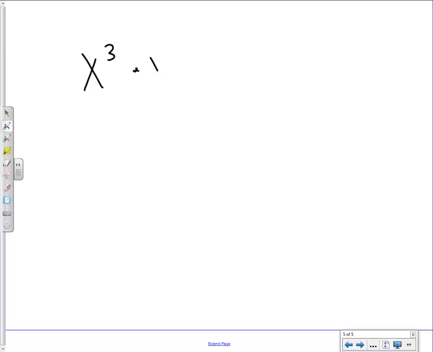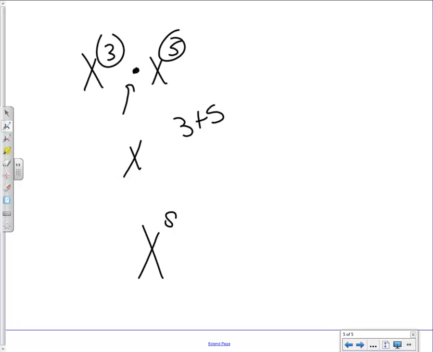x to the 3rd times x to the 5th. The bases match, they are both x, right? So x is a part of my answer. It's multiplication, so that means I'm going to add my exponents. So I have 3 plus 5. 3 plus 5 is 8, so x to the 8th is my final answer. There were no numbers in front, which means I can't make anything up.